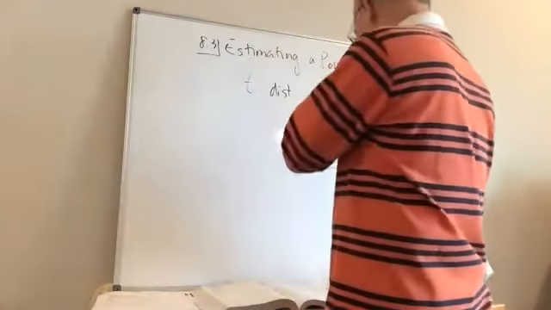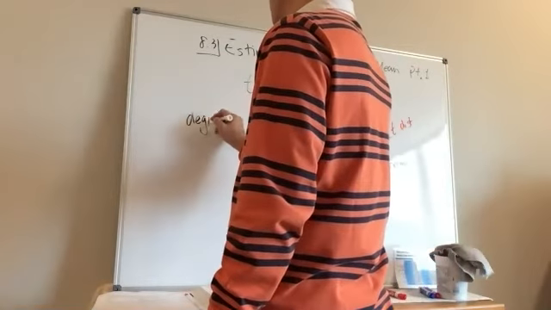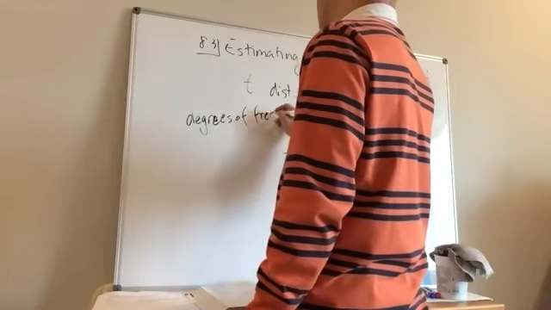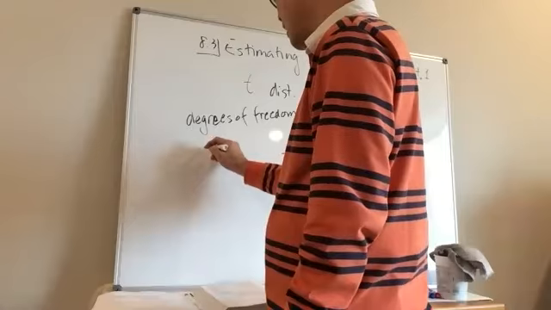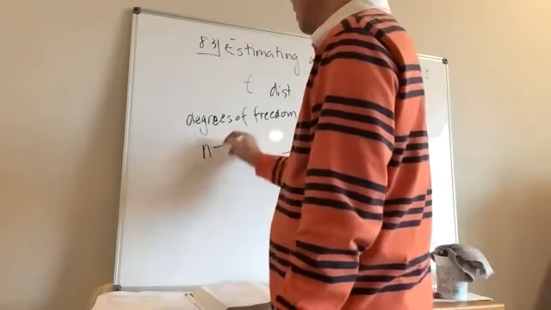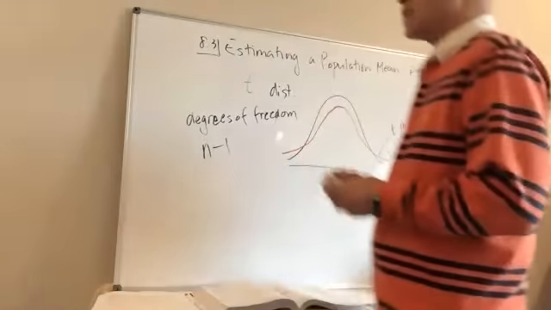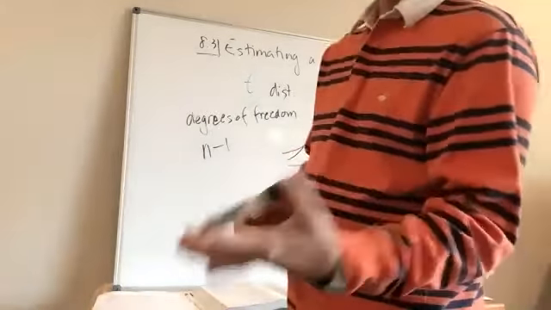So in a T distribution, there is a thing called the degrees of freedom. The way you calculate the degrees of freedom is nothing more than your sample size minus 1. So if I had a sample of 10, that means I have 9 degrees of freedom. If I have a sample size of 5, that means I have 4 degrees of freedom.